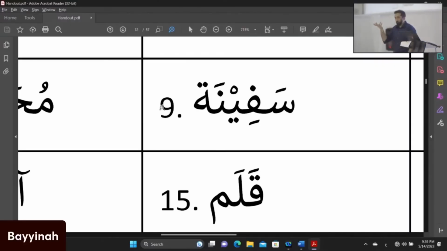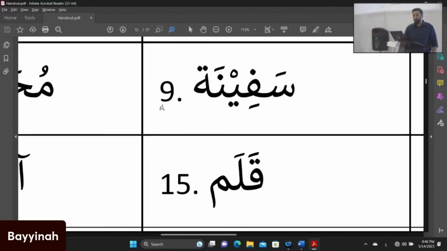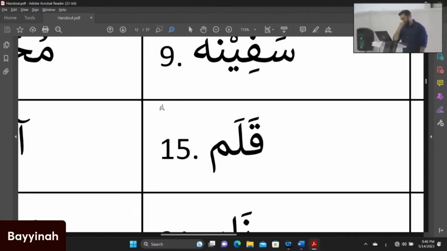It means ship. It just means ship. What do you think? A regular Arabic word, so safinatun, safinatan, safinatin. Qalam. Qalam is what?